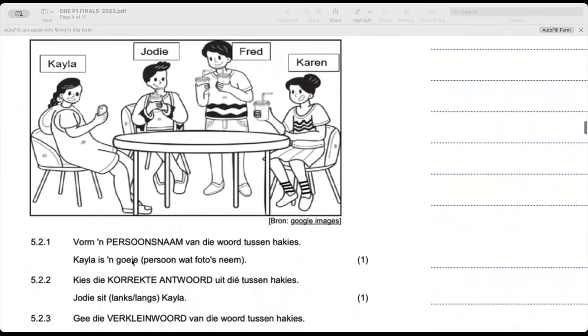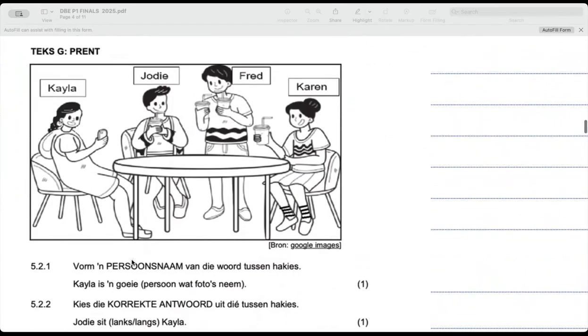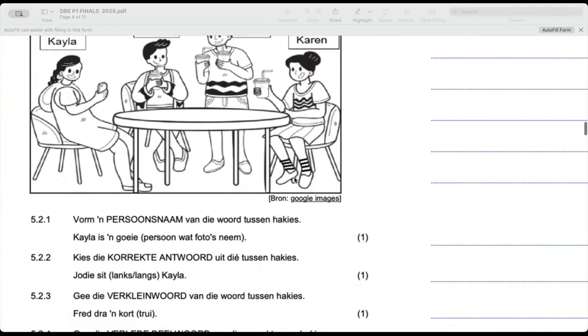Okay, this was another grammar question. You can see here you've got 4 people, and then it says "vorm 'n persoonsnaam" for a person who takes photographs. So in other words, give one word for the person that takes photographs. And this is where a lot of people go wrong in Afrikaans. So a fotograaf is a photographer, and a foto is a photograph. Okay, so the answer here was fotograaf.